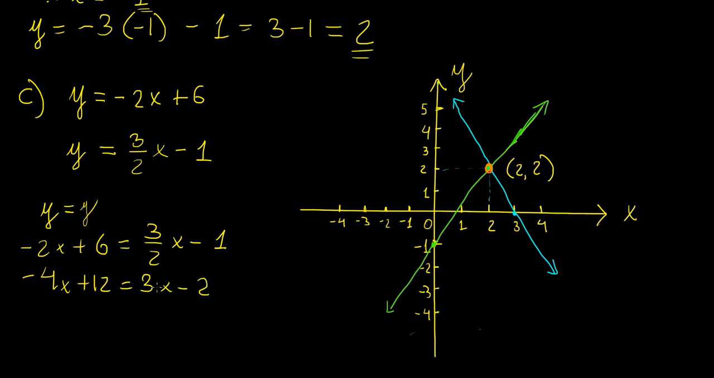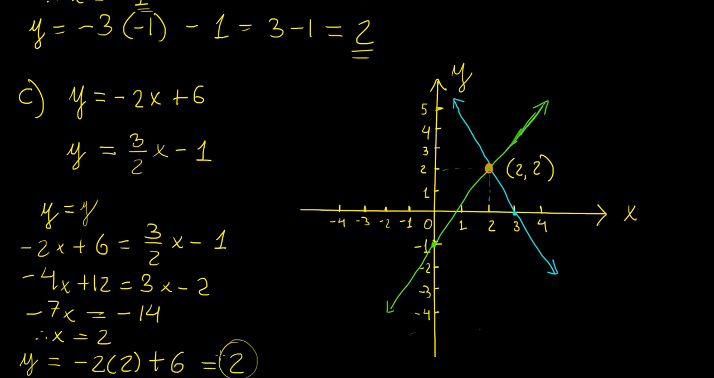And now we could subtract 3x from both sides, so that's minus 7x, and subtract 12 from both sides, so this is going to be minus 14. So in the end, if we divide both sides by minus 7, x is going to be equal to 2. So that's correct. We already have that. And now we plug this value into one of these two equations. Let's choose this one. Minus 2 times 2 plus 6. That's going to be minus 4 plus 6, which is 2. And there you have it.